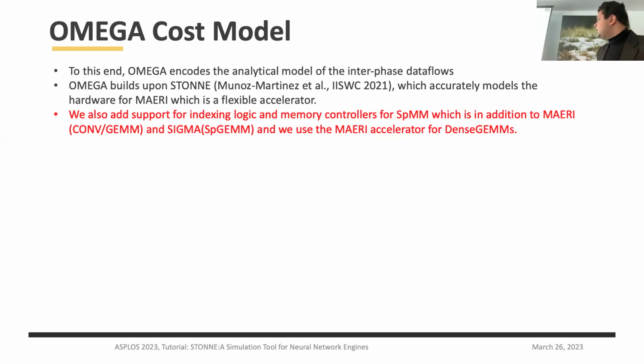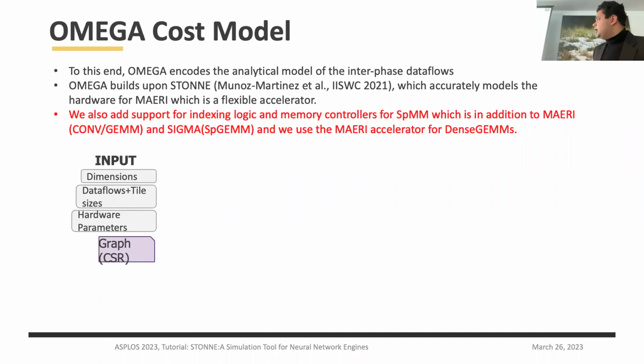To this end, we propose the Omega cost model, which is an extension of STONNE. The input to the cost model is the dimension of the graph neural network layers, the data flows, the tile sizes, and hardware parameters. Right now we model the number of PEs, and the distribution and reduction bandwidth. And since the graph is sparse, it is data dependent, so we need to supply the input graph in the CSR format.